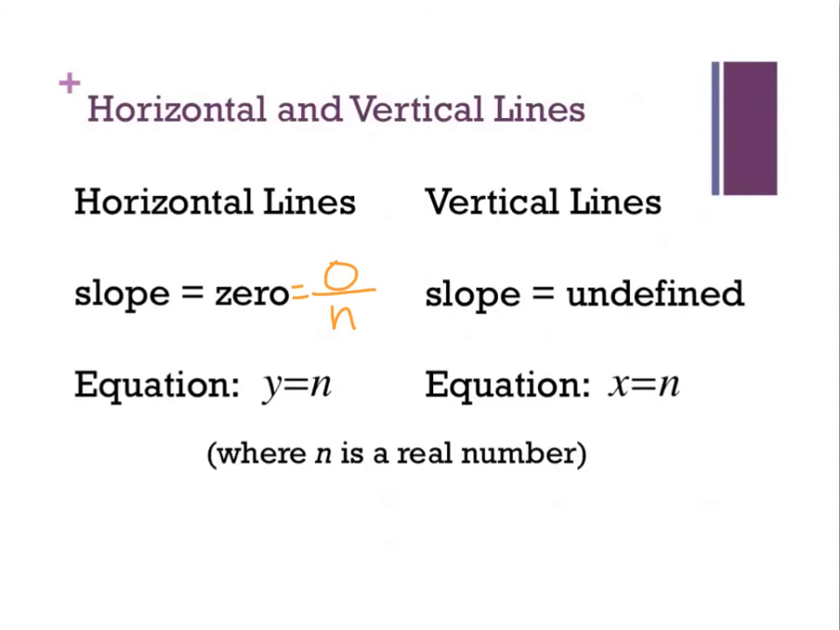Vertical lines have a slope that's undefined, and the reason for that was because it was some number over 0, and that we cannot do. We just cannot do that. We can't divide by 0, that's why it was undefined. The equation for a vertical line is the opposite of the equation for a horizontal line. Instead of y equals, it's x equals with no y. That's a vertical line. Let's try some.